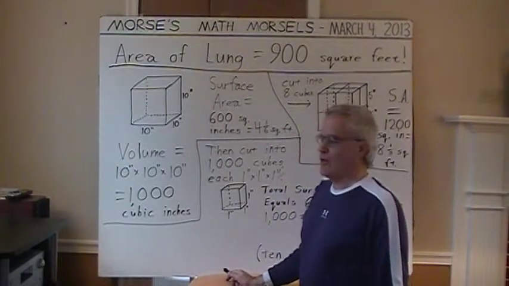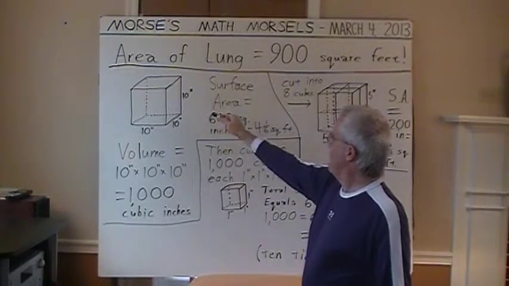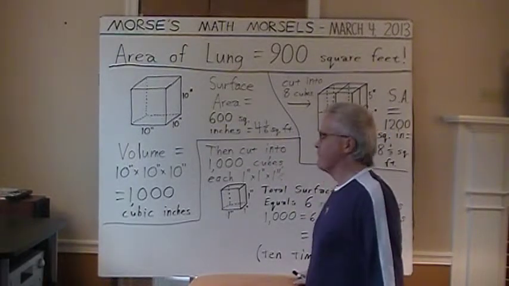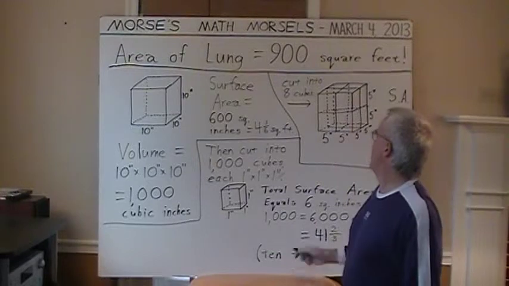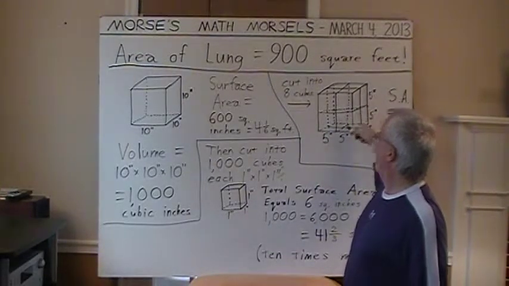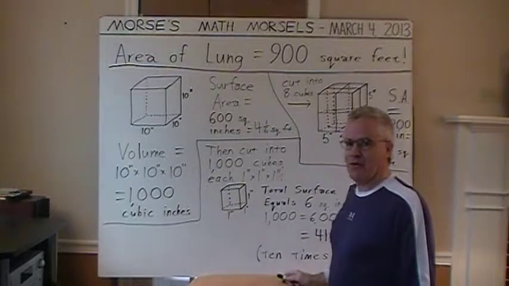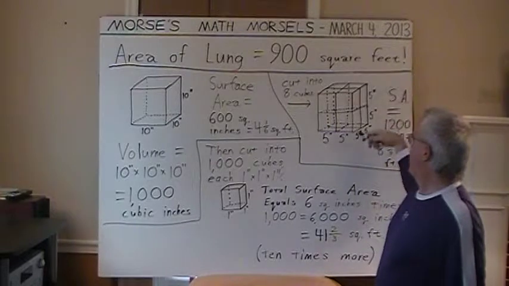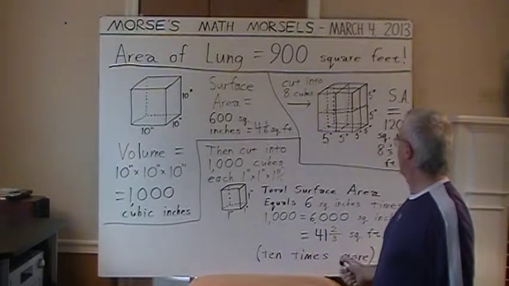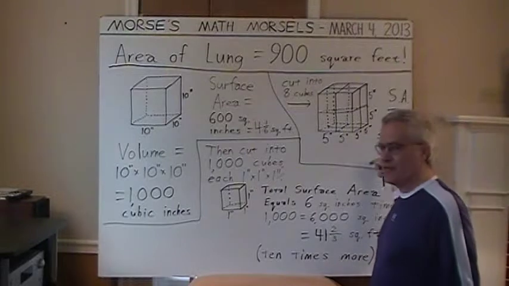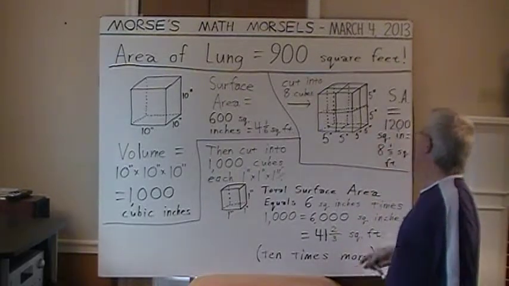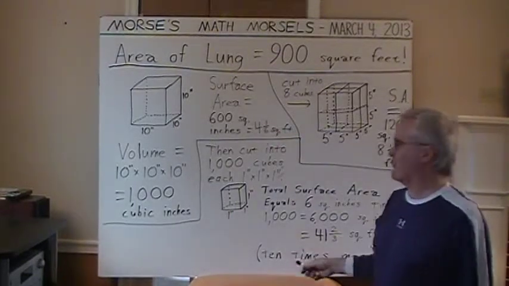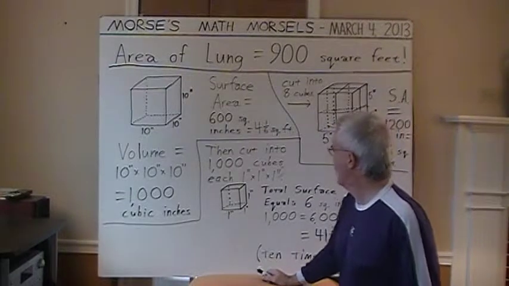Let's see what happens with the surface area. For that one big cube, the surface area is 600 square inches, which is 4.16 square feet. Then let's take that big cube and cut it into 5 by 5 by 5 inch cubes. There are 8 of those smaller cubes. And if one were to compute the total surface area of all those little cubes, that would come out to 1,200 square inches, or about 8 1/3 square feet. Exactly double what I had for the total surface area of that original large cube.